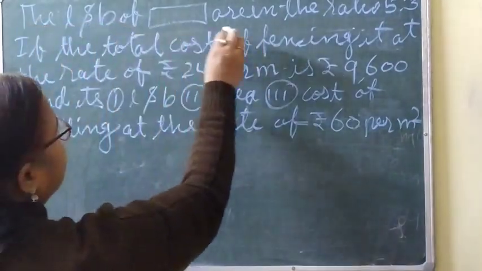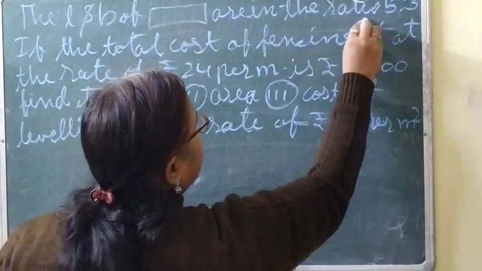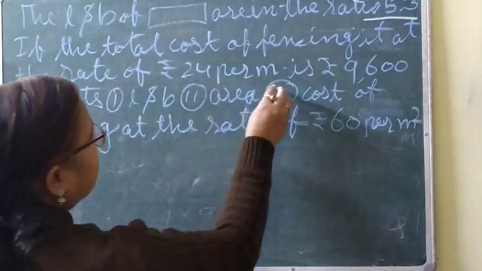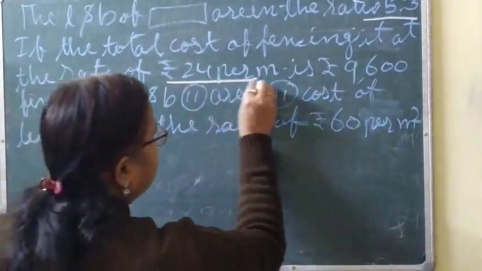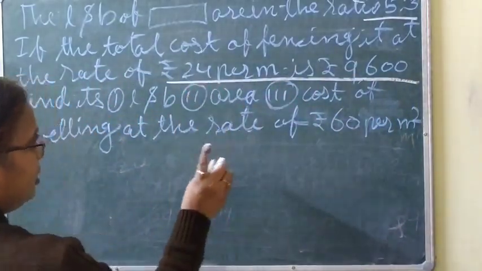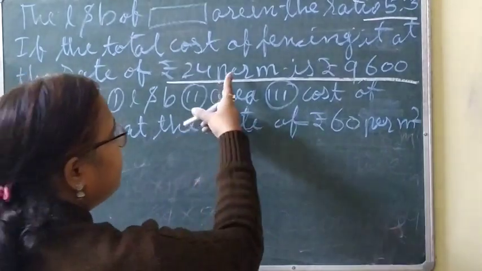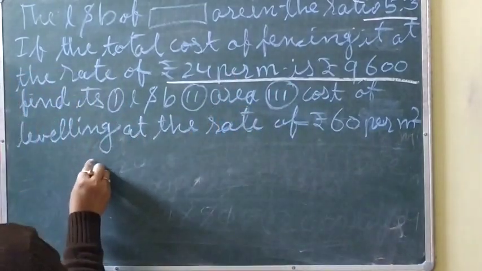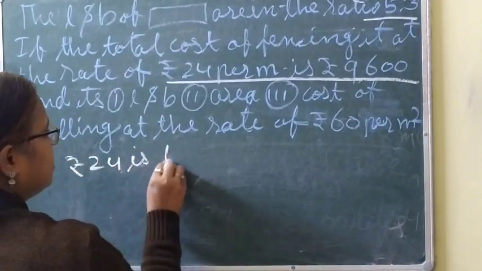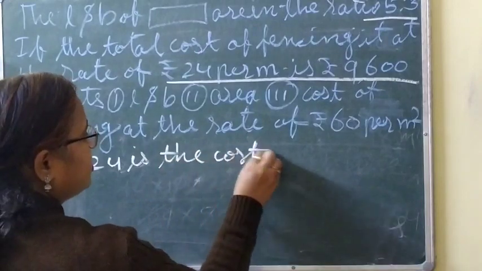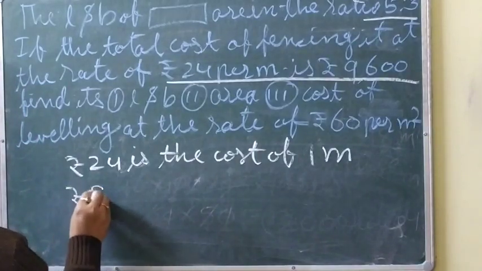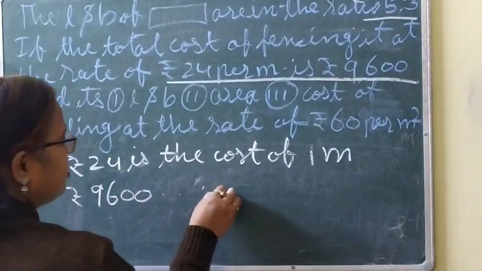So, the length and breadth of a rectangular park are in the ratio 5:3. If the total cost of fencing it at the rate of rupees 24 per meter is 9,600. Clear? So, this is very important. Means we will write first rupees 24 per meter. Clear? So perimeter is related with the fence. So we will write first that rupees 24 is the cost of 1 meter. So rupees 9600 is the cost of fencing.